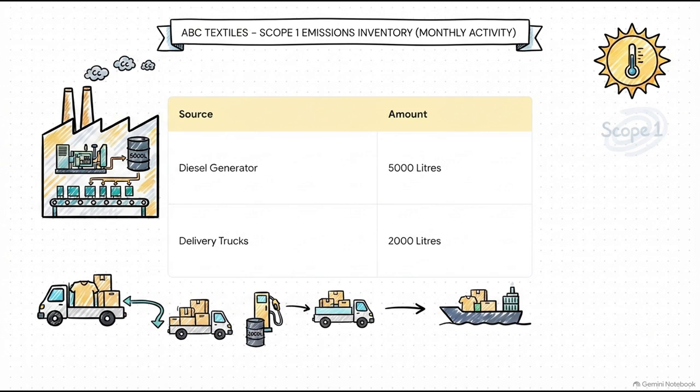So after auditing their facility and checking the back office records, we uncovered two main sources of Scope 1 emissions for them. We see they relied pretty heavily on backup power this month, consuming 5,000 liters of diesel to keep their factory generators running and production lines moving. Plus, their logistics team reports using 2,000 liters of diesel for their fleet of company-owned delivery trucks moving finished garments to the port. So we've got a clear, precise activity record to start with.